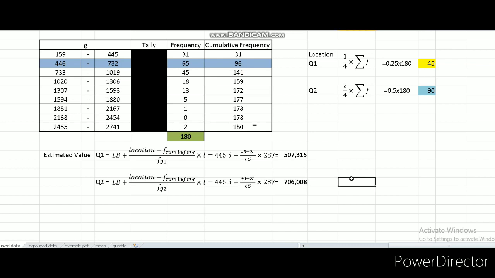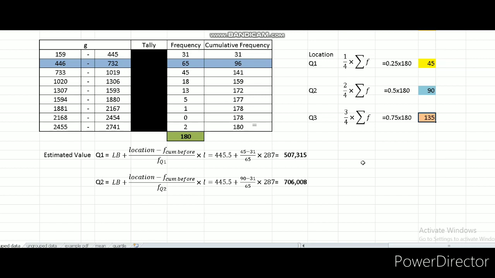So the value of your second quartile will be 706.008. So it's still in the second group. We estimate the value of the 90th data, which is your second quartile, as 706.008. With the same technique, we can find the location of the third quartile, which is 3/4 of your total data. So it will be the 135th data as your third quartile.